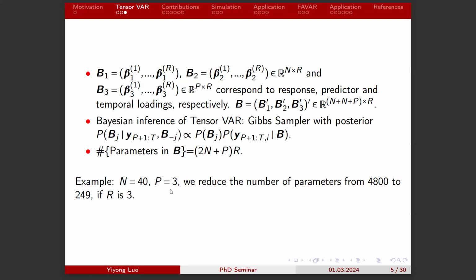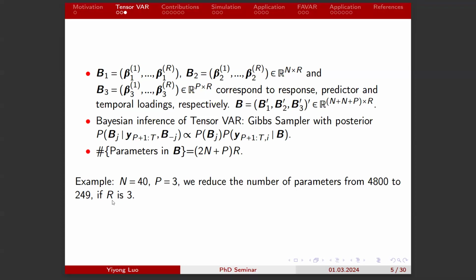Let's take an example. If you have 40 time series and set the lag order to be 3, then you can reduce the number of parameters from 4,800 to 249, which is pretty stunning. But we need to set this rank value to be 3. And this value is pretty reasonable, and I will show you why later.